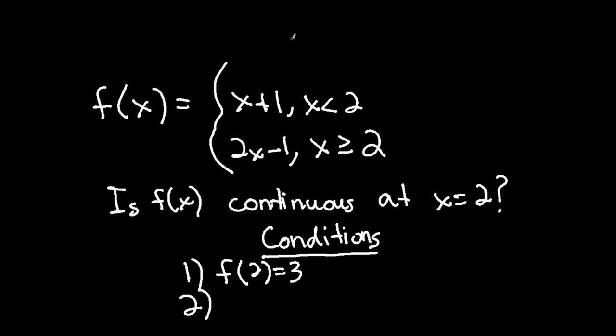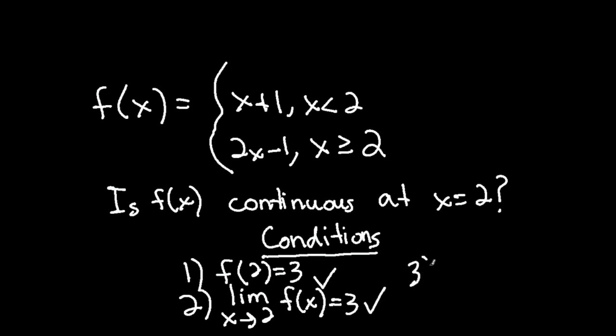So if we evaluate the left side limit first, we can plug in 2 to x plus 1 and we get 3. And then if we evaluate the right side limit, we can plug in 2 to 2x minus 1 and we get 2 times 2 minus 1 is 3 as well. So the left and right side limits exist. So we know that the limit as x approaches 2 of f of x equals 3. So far the first two conditions are satisfied.